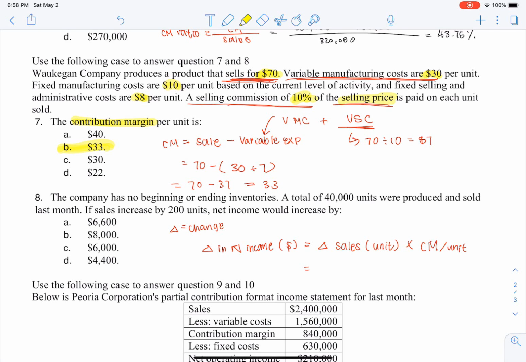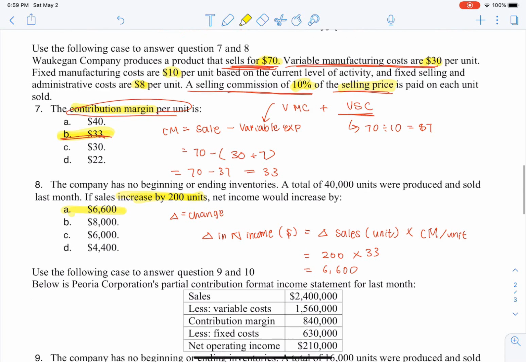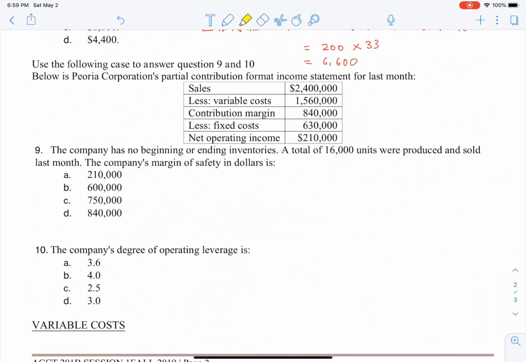So given the problem, they increased by 200 units. So we put 200 times the contribution margin per unit. But remember that we found the contribution margin per unit in number 7, so we know it's $33. So you just multiply by 33. So it's 6,600. That's our answer for A. So it's A for number 9.